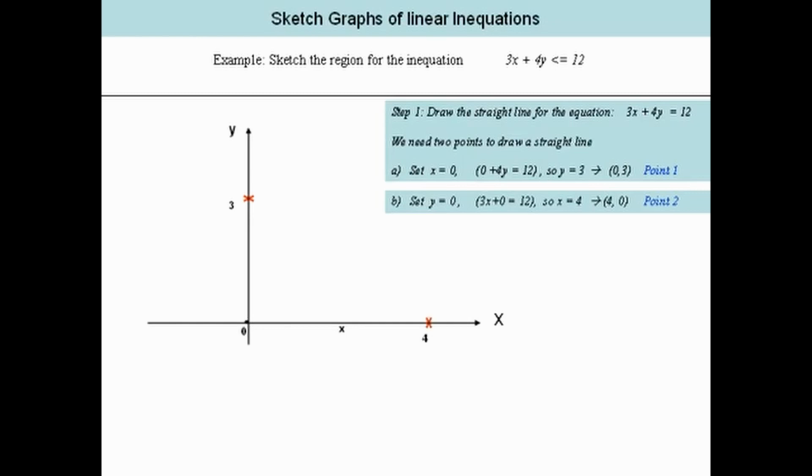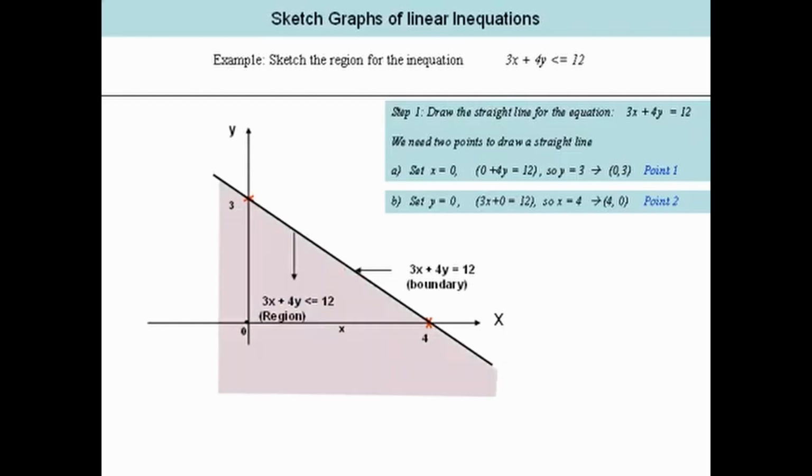We simply then go ahead and draw a straight line through those points, and that line, as we said earlier, will be the boundary of the region of interest. Now, to shade the region, we simply look at our equation and recognize that we are being asked to shade that region which is less than or equal to 12. And that is the region below the line, 3x plus 4y is equal to 12.